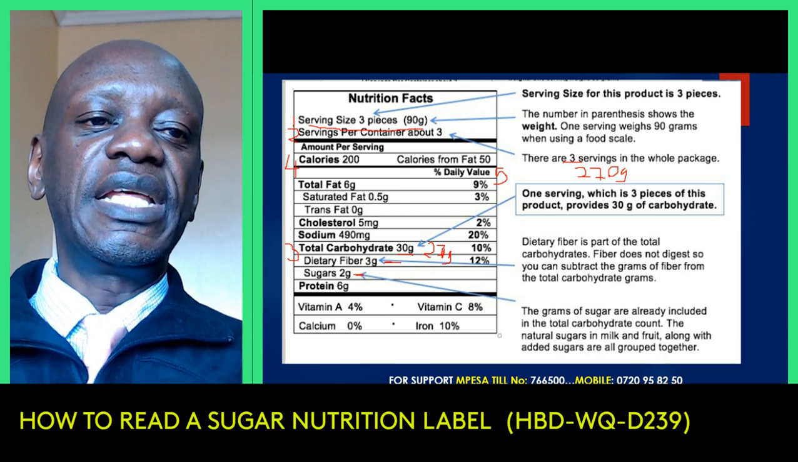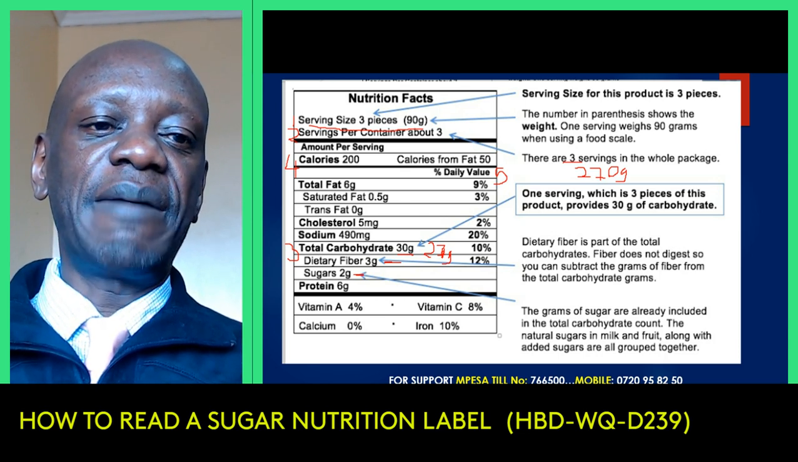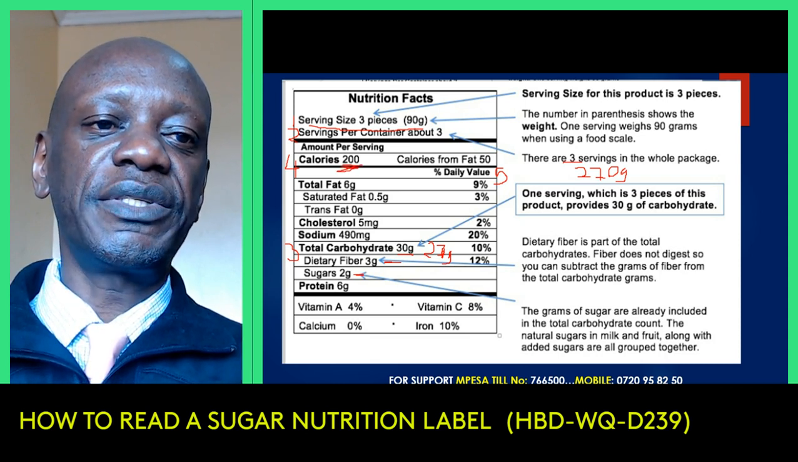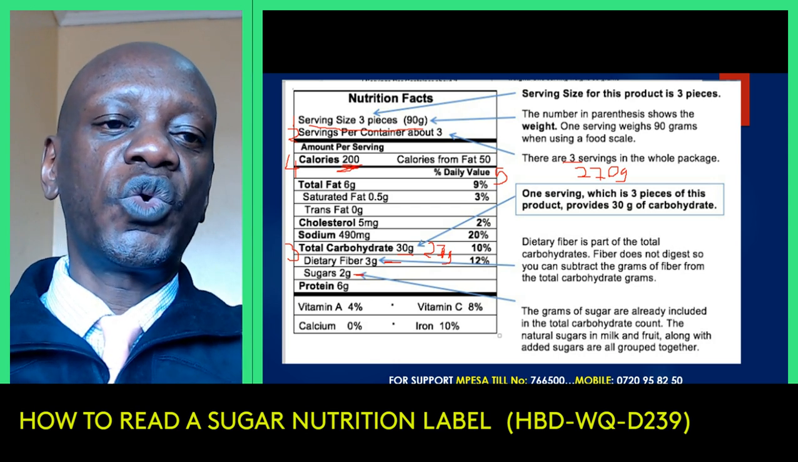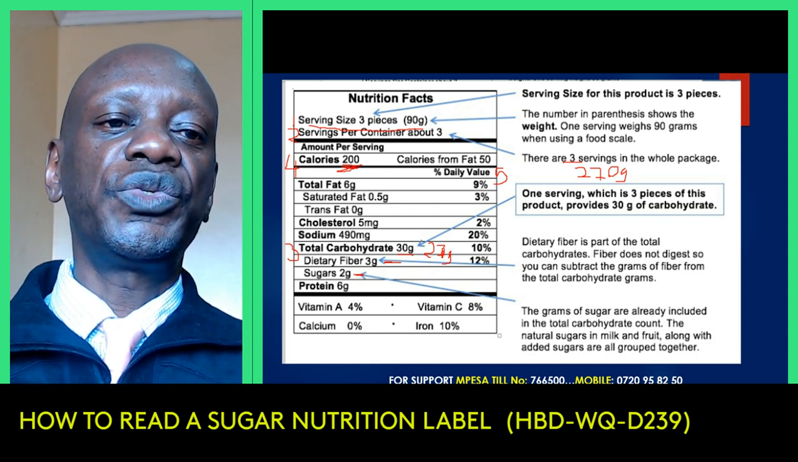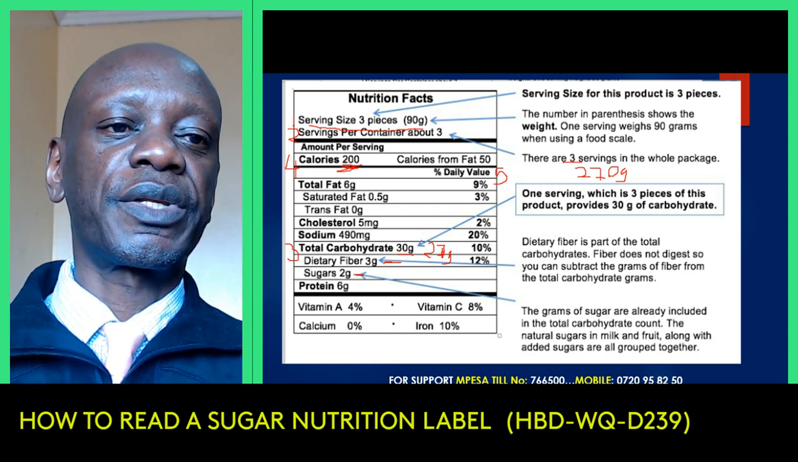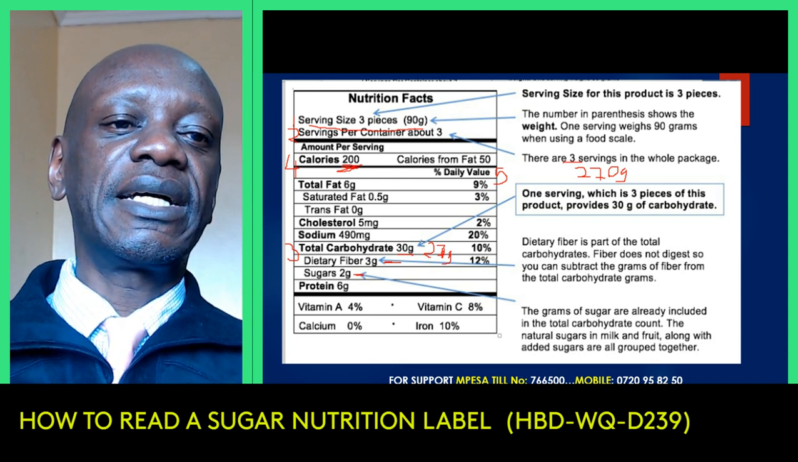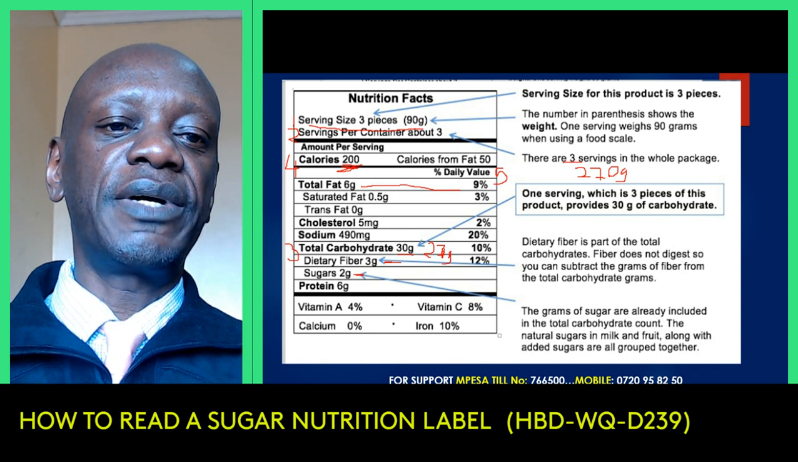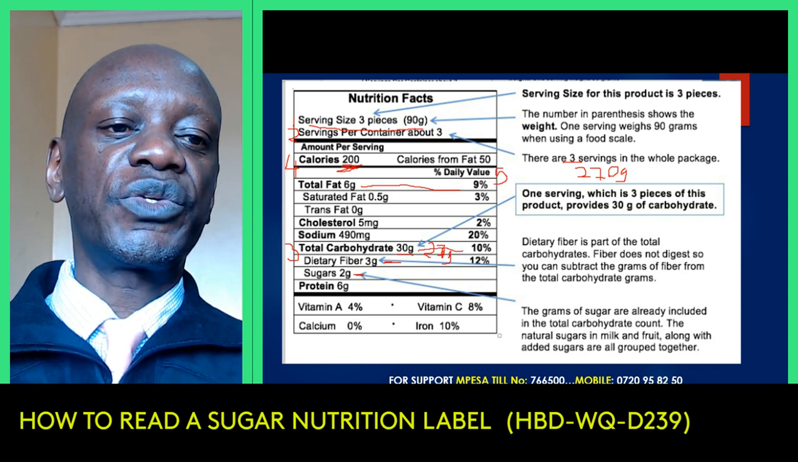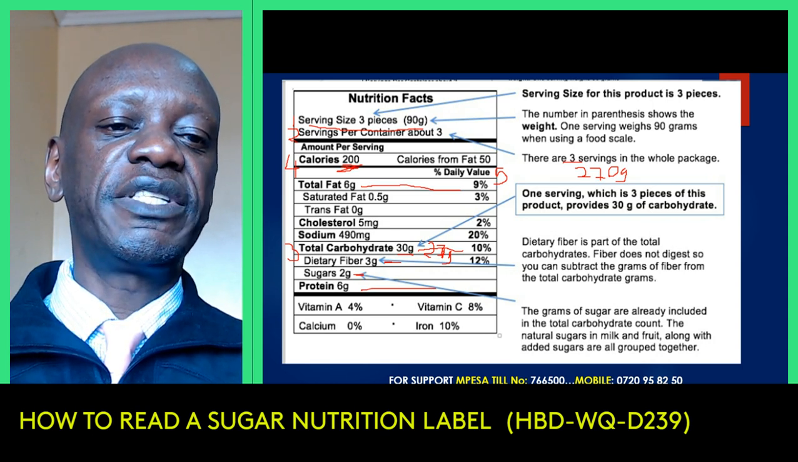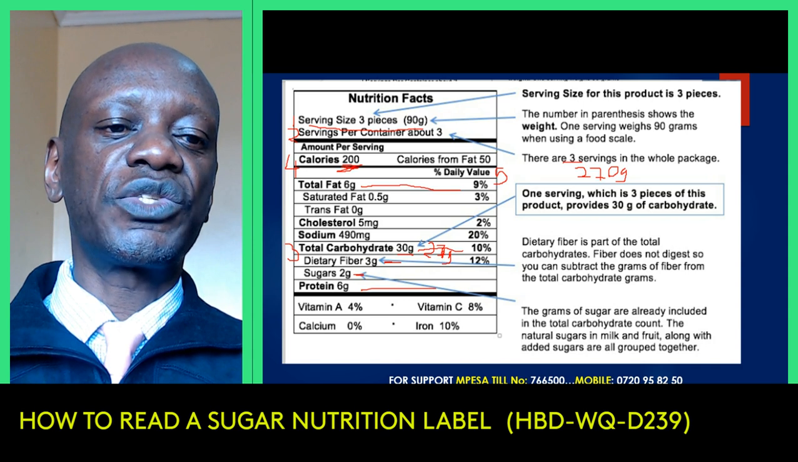Now the next thing to look at is the number of calories. It's 200, so each serving has 200 calories. Remember, it's not just good to watch how much sugar you're taking, but also the total calories you're consuming. So I'm going to show you how this figure is arrived at. You normally get calories from fat, from carbohydrate, and from protein. You don't get calories from fiber or vitamins and minerals, so we won't bother about them at all.